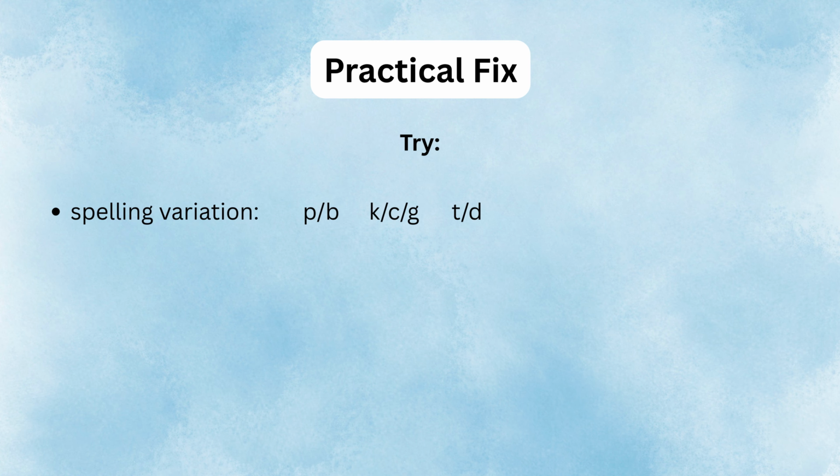Switch T and D, or CK with simply K, or J and Y, as we had the example of Jäger. You could also use artificial intelligence for phonetic searches.